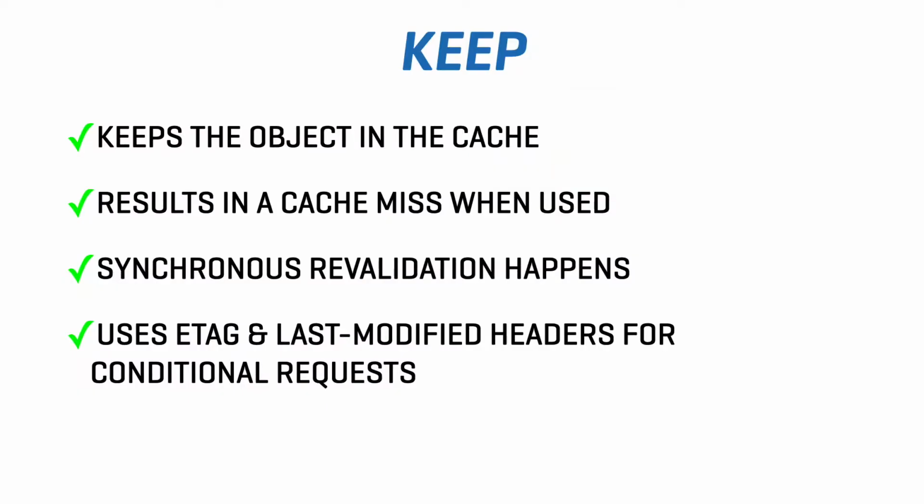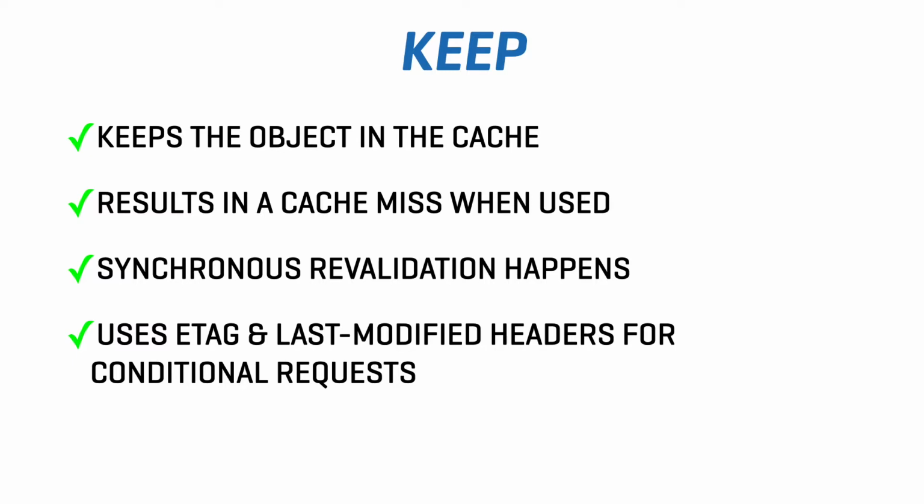So we've been talking about the TTL, we've been talking about grace, but we haven't put keep under the spotlight. And it's important to know what it does. Keep, as the name indicates, keeps the object around in the cache. So it keeps objects beyond their expiration time. And when keep values are used, meaning that the object is already out of grace and expired, it results in a cache miss. However, the content is still kept around to perform synchronous revalidation.